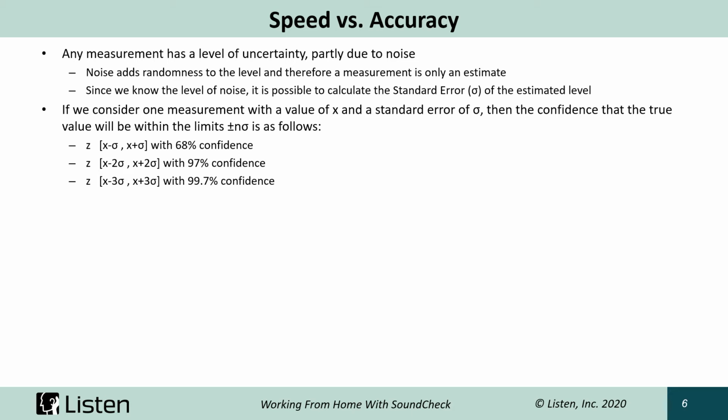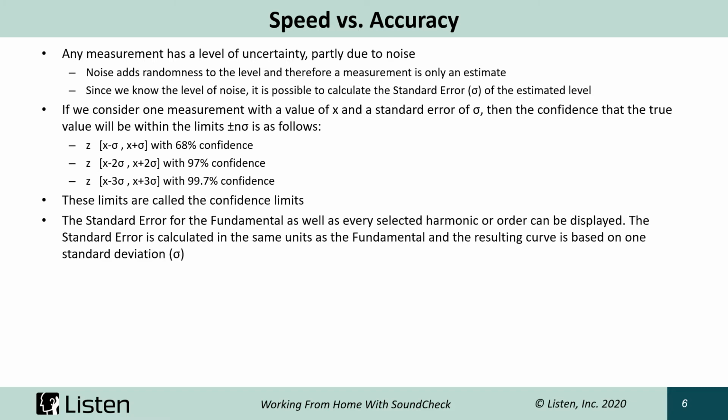Consider one measurement with a value of x and a standard error of sigma. The confidence that the true value will be within the plus or minus sigma values is as follows: plus or minus sigma with 68% confidence, plus or minus 2 sigma with 97% confidence, plus or minus 3 sigma with 99.7% confidence. And these are the confidence limits in SoundCheck.